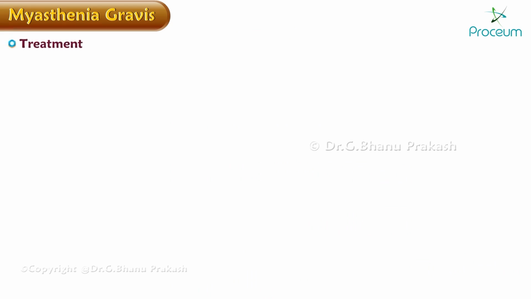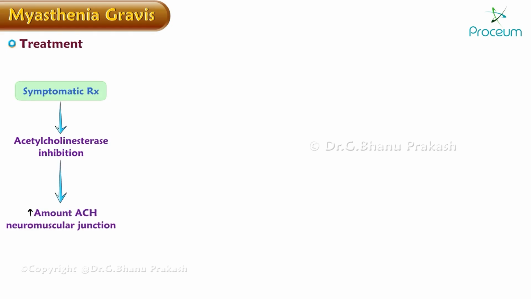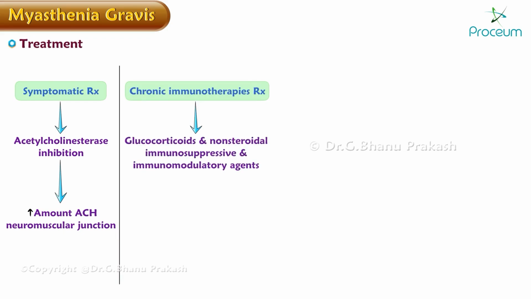Treatment. There are 4 primary therapies used to treat myasthenia gravis. 1. Symptomatic treatment, acetylcholinesterase inhibition, to increase the amount of acetylcholine available at the neuromuscular junction. 2. Chronic immunotherapies, glucocorticoids, and nonsteroidal immunosuppressive and immunomodulatory agents to target the underlying immune dysregulation.